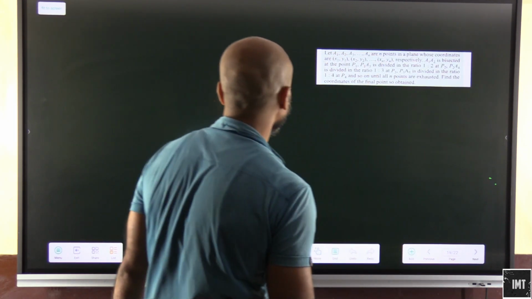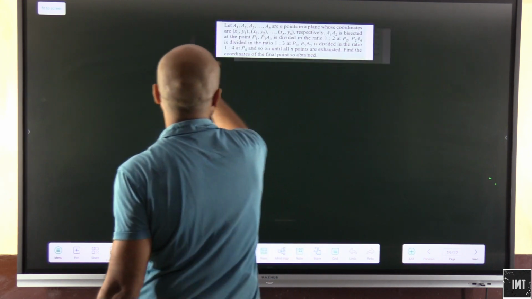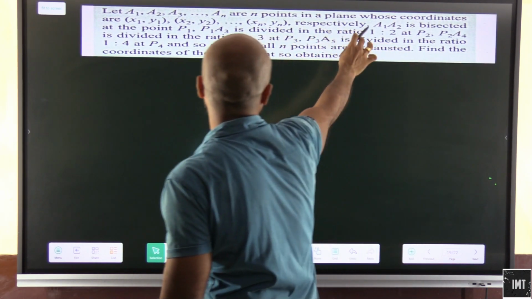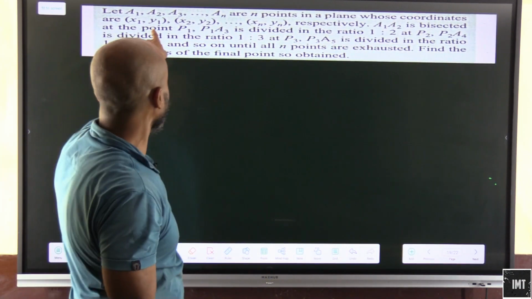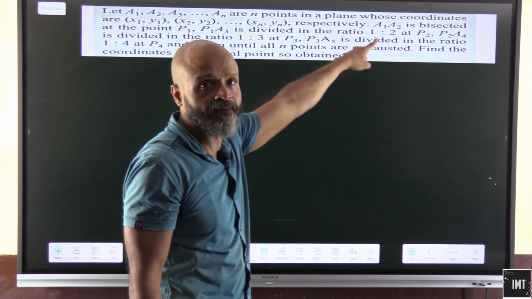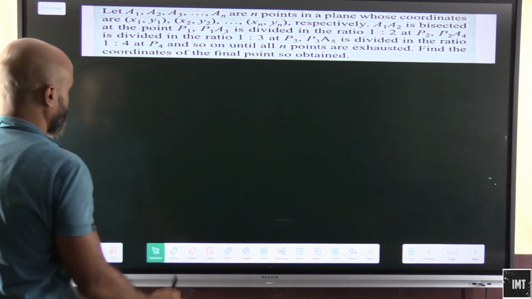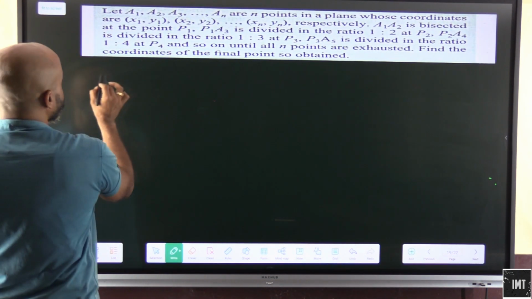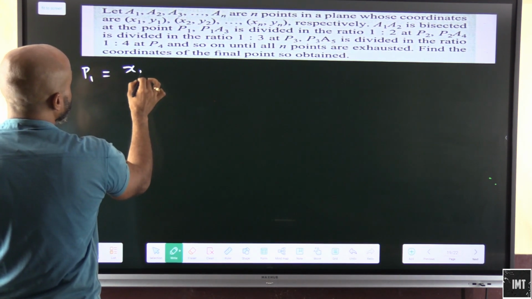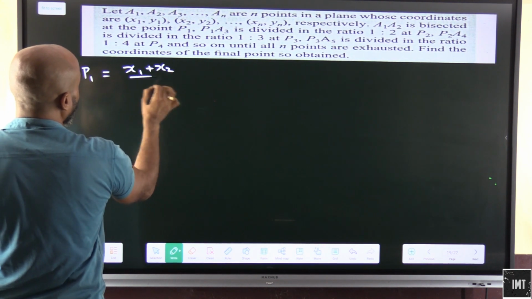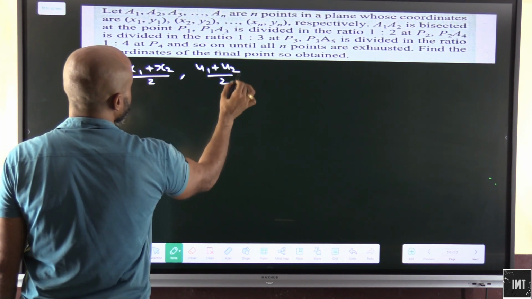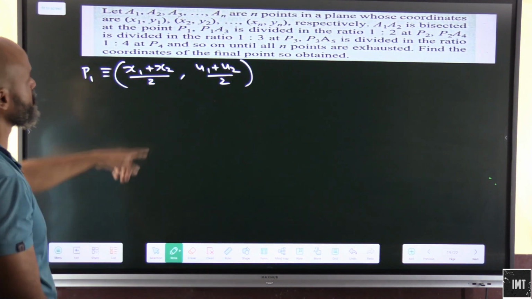Okay, let's move on here. Okay, so here we have a1, a2, a3, an are the n positions in a plane whose coordinates are x1, y1, x2, y2 till xn, yn respectively. a1, a2 is bisected at the point p1. So now bisected at point p1. So what will be the value of coordinates of point p1? It will be x1 plus x2 upon 2, y1 plus y2 upon 2. This will be the coordinates of p.